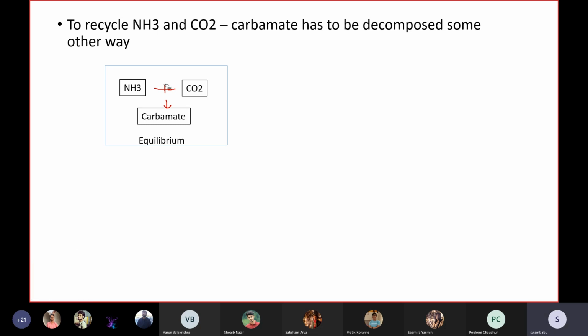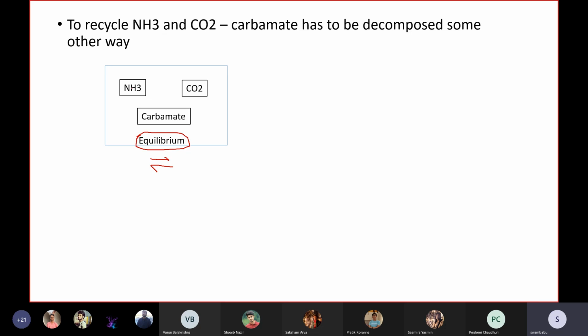Now, let's take a simple phenomenon here. Suppose we have ammonia, we have CO2, and we have carbamate, and we know this is a reversible reaction. Reversible reaction means at any instance all three components will form, and there is a high possibility of chemical reaction equilibrium happening.